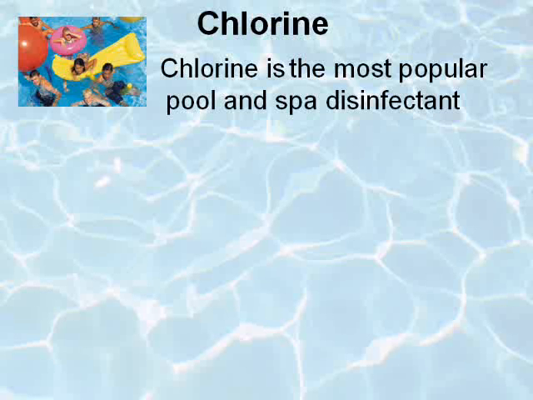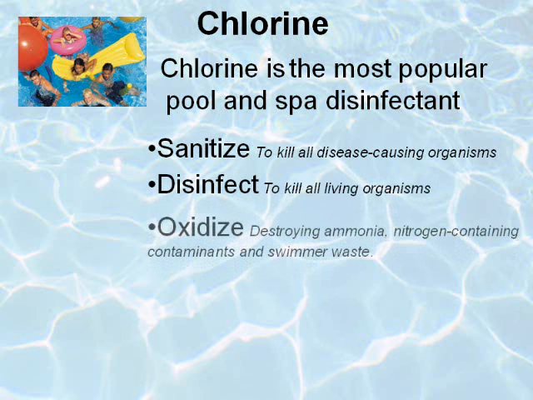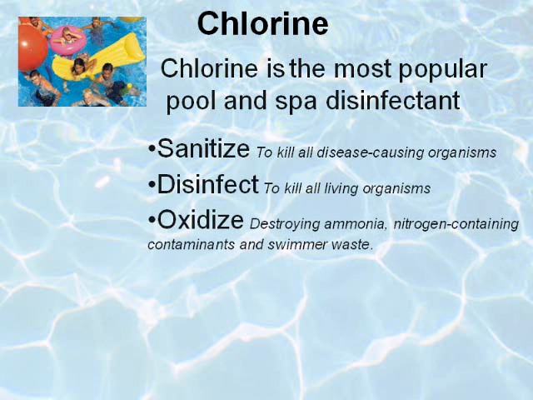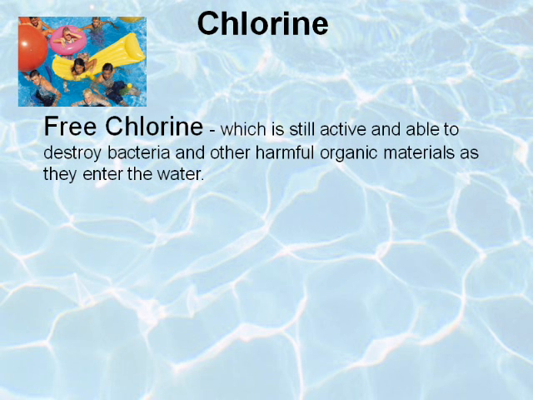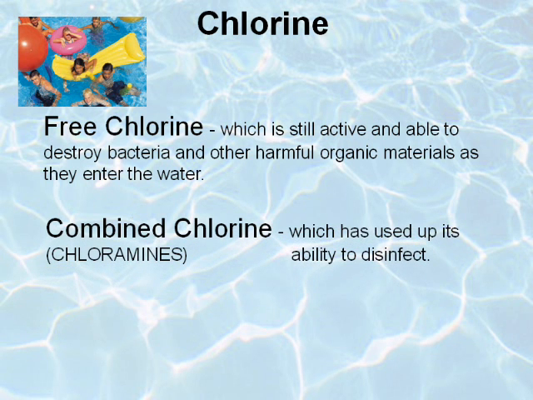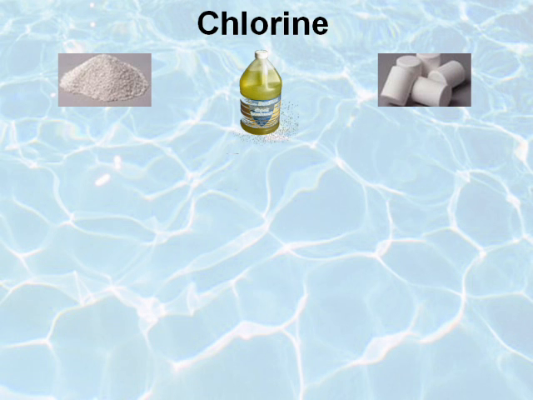Chlorine is the most popular pool and spa disinfectant. Its purpose is to sanitize, disinfect, and oxidize. Chlorinated pool water may contain two forms of chlorine: free chlorine, which is still active and able to destroy bacteria and other harmful organic materials as they enter the water, and combined chlorine, which has already used up its ability to disinfect. There are several forms of chlorine available today, granular, tablets, and liquids, just to name a few.